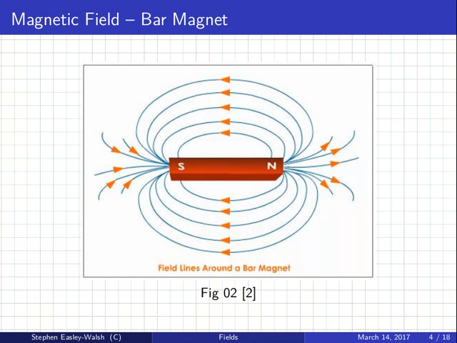Here's a nice picture. This is a bar magnet and these are the flux lines. In fact, it's common enough in the exam that they ask you to draw this. Draw the magnetic field on a bar magnet.